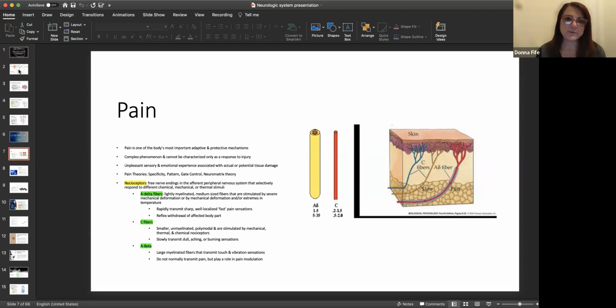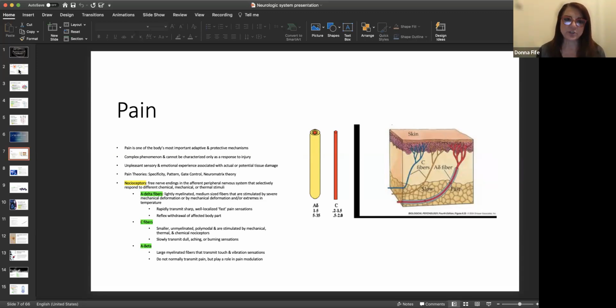We have nociceptors, which are free nerve endings in the afferent peripheral system that selectively respond to different chemical, mechanical, or thermal stimuli. The A delta fibers, these are lightly myelinated. They are medium-sized fibers, and these are stimulated by severe mechanical deformation or by mechanical deformation and or extremes in temperature.